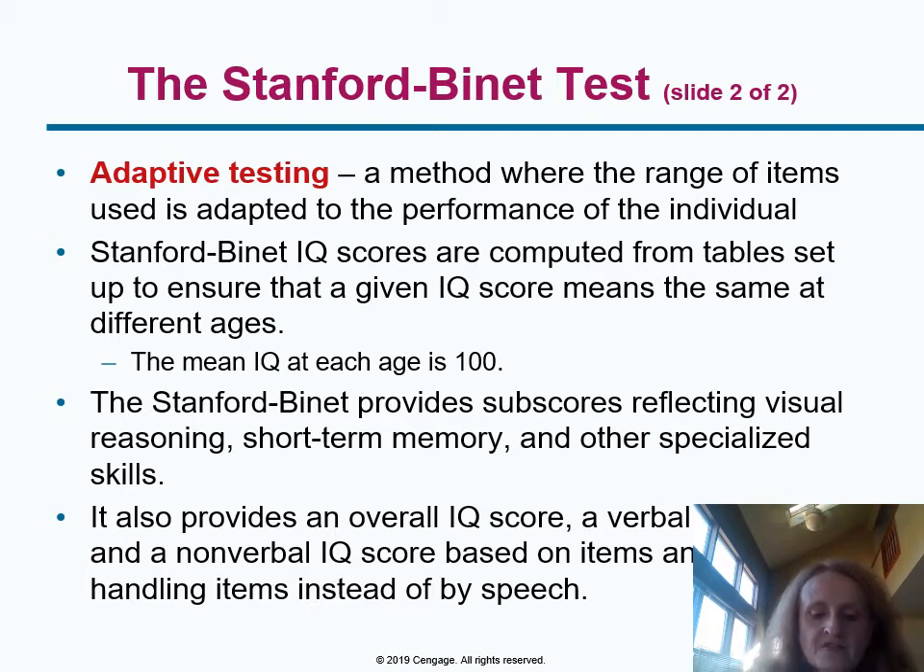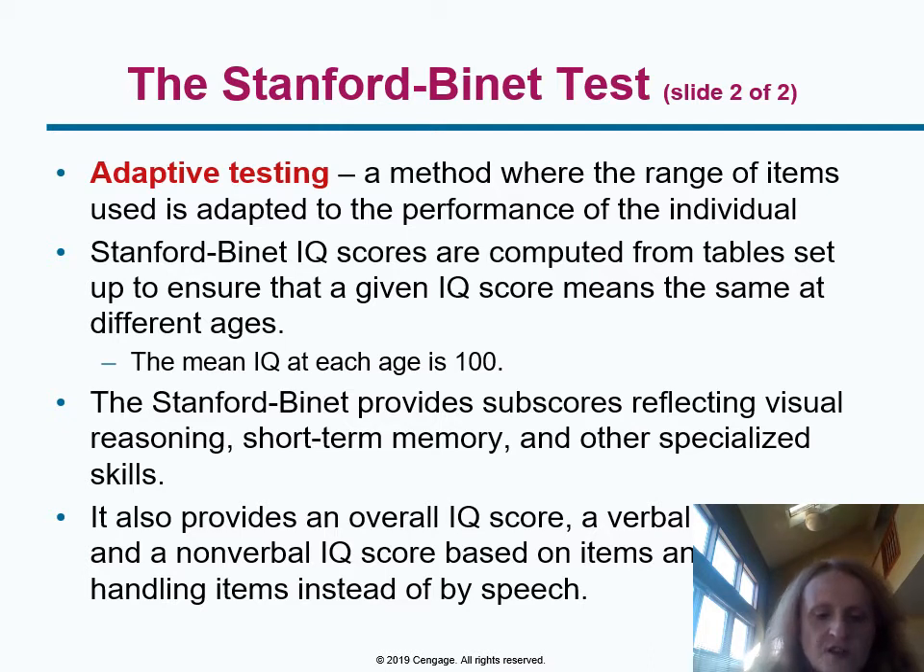If the child answers most of the 7-year-old items correctly, the psychologist proceeds to the items for the 8-year-olds, the 9-year-olds, and so forth, until the child begins to miss most items. At that point, the psychologist ends the test. This method is known as adaptive testing because the range of items is adapted to the performance of the individual.